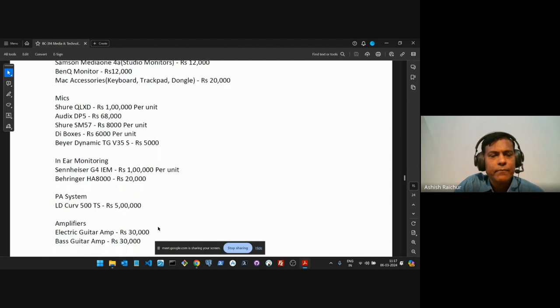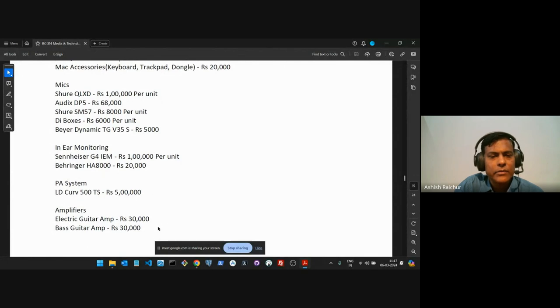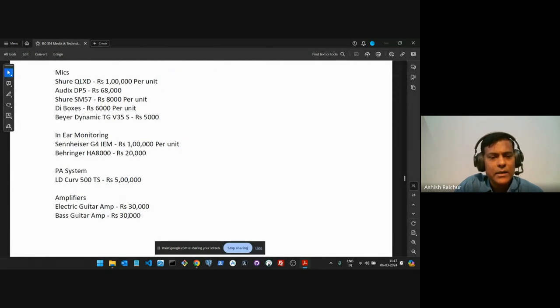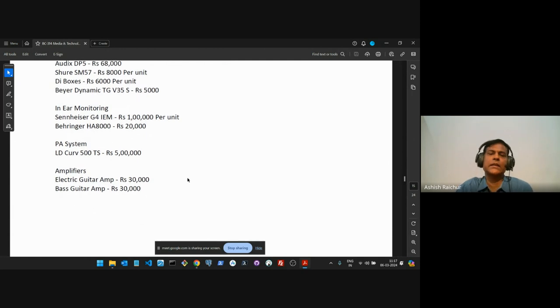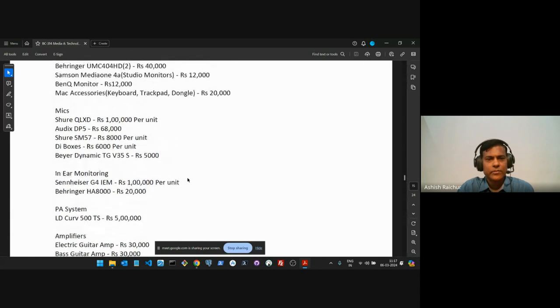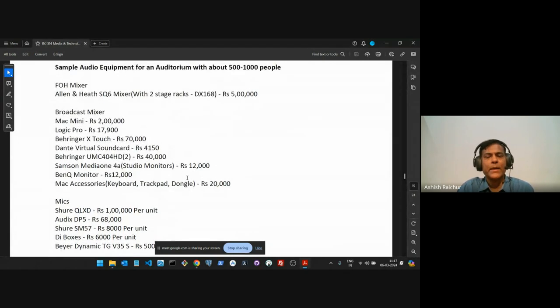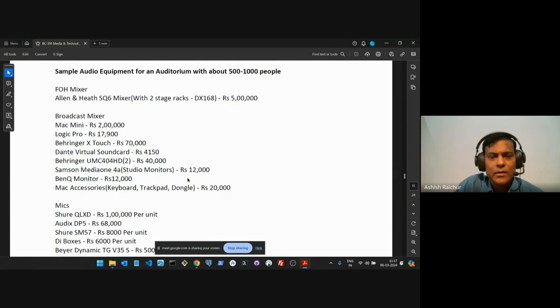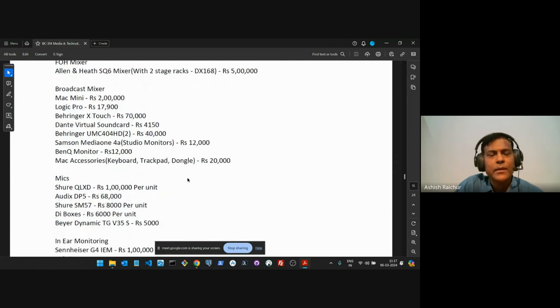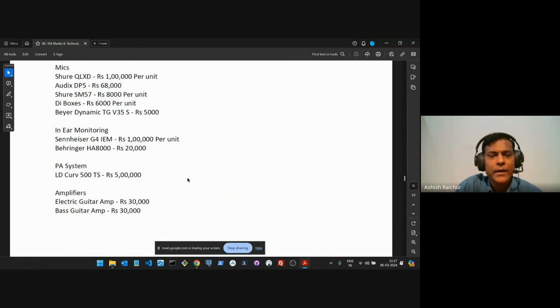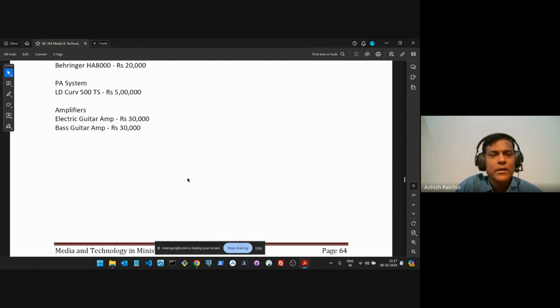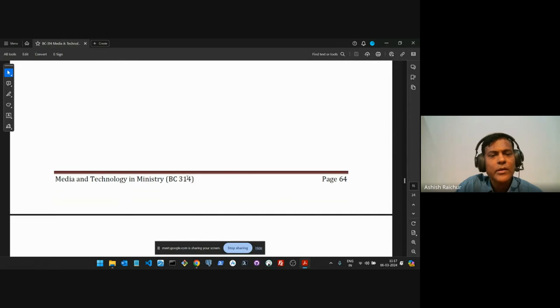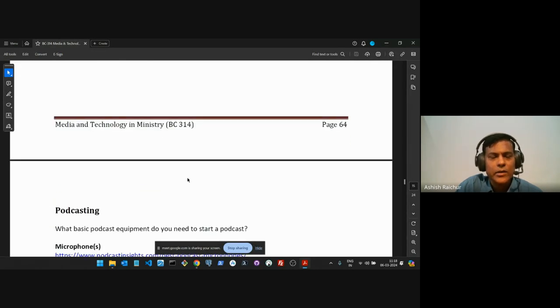And we have different amplifiers for electric instruments, and so on. So this gives you a general sense that it is expensive, but if we invest in it, it's a good thing to do overall, so that you can serve people. So this is a representative list. You can look at it and modify it for your use in your church.